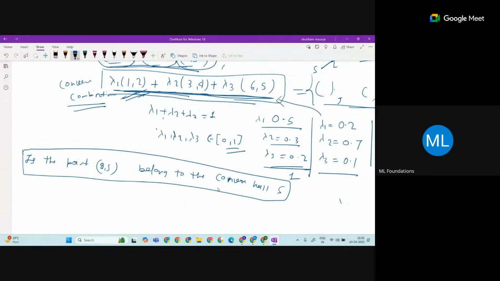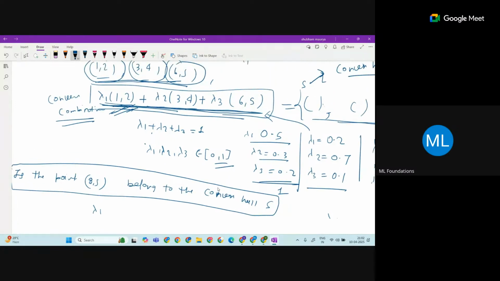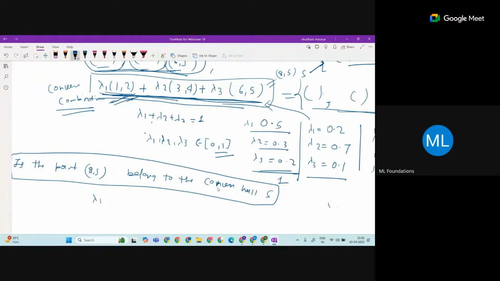So how will we do this? Try lambda 1 plus lambda 2 plus lambda 3. I am saying, does this point belong to that convex hull or not? That means this combination should equal (8, 5). So lambda 1 plus 3 lambda 2 plus 6 lambda 3 is equal to 8, right? You will never get it, because the moment you reduce 6 by 0.1, you are reducing 0.6 and adding something inferior, so it will never reach 8.